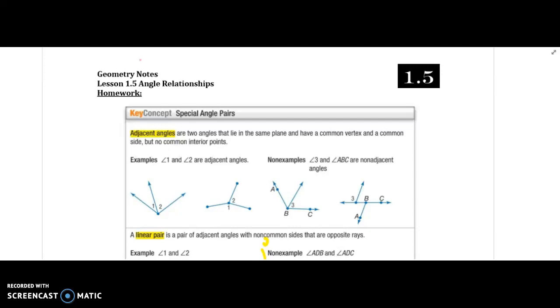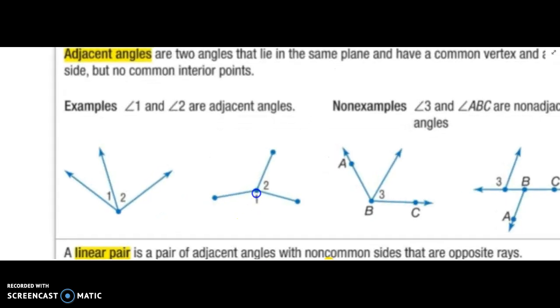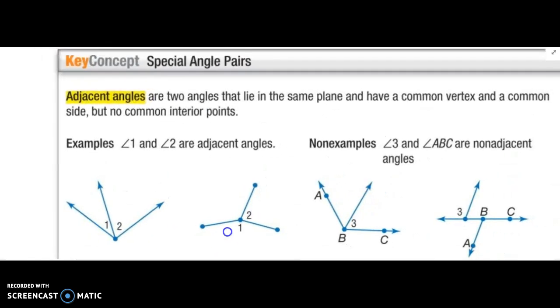Okay, we're going to talk about 1.5 angle relationships. So we already studied different types of angles, the way to classify them: acute, obtuse, right, and straight. And so now we're going to learn different types. These are special angle pairs. The first one we're going to study are adjacent angles.